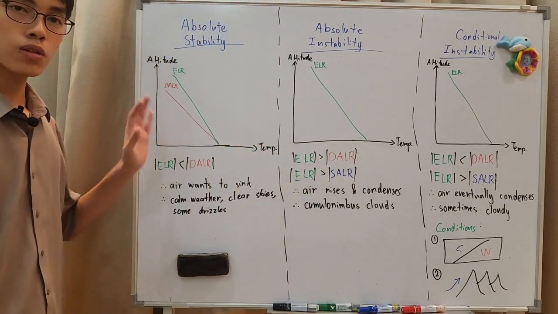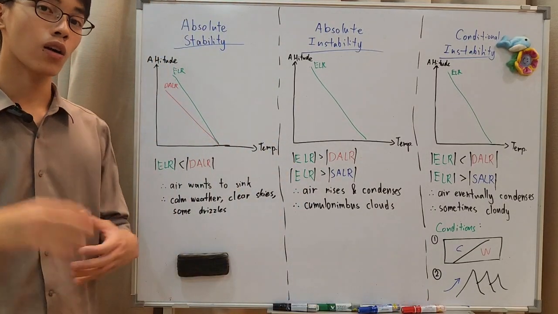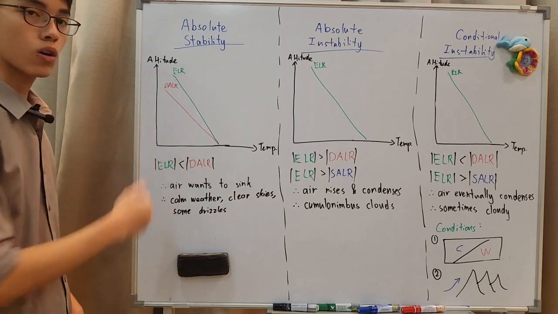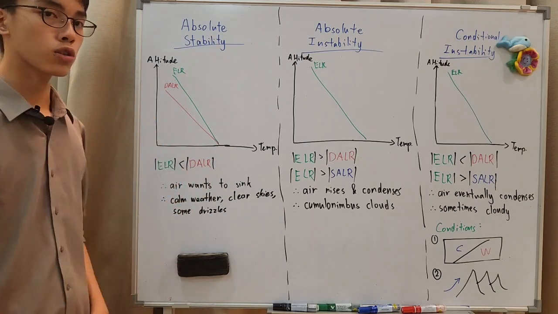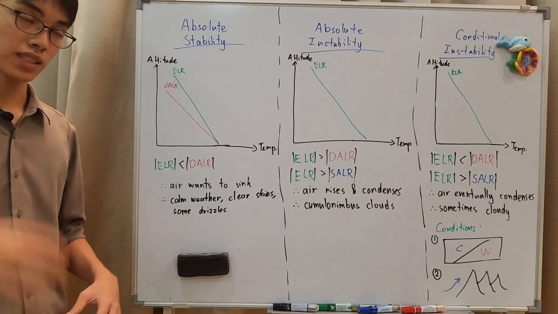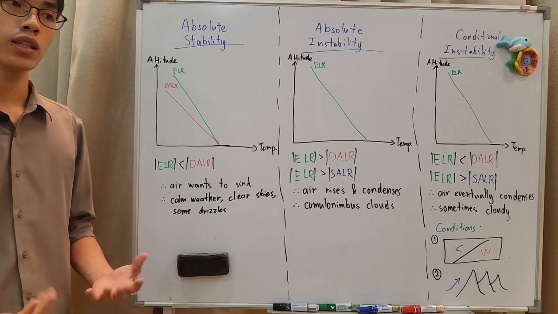So if that is your DLR sign, that means your parcels of air are always colder than your environment, and therefore your air is sinking. So this is usually associated with high pressure systems where the air is sinking, and when you get sinking air, it doesn't want to rise.